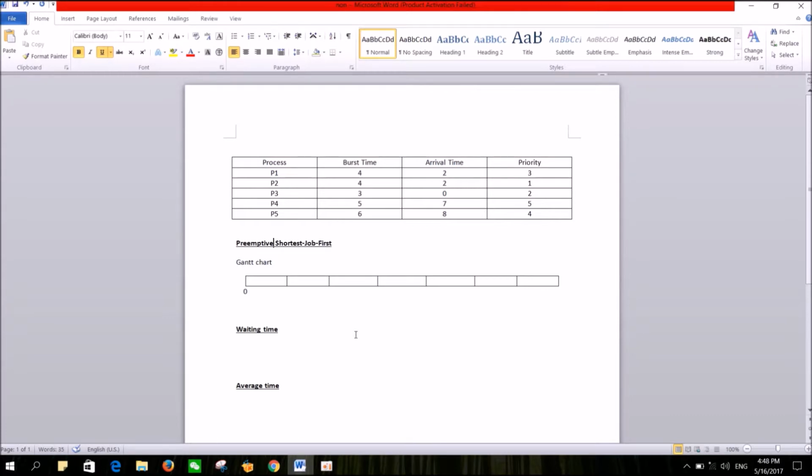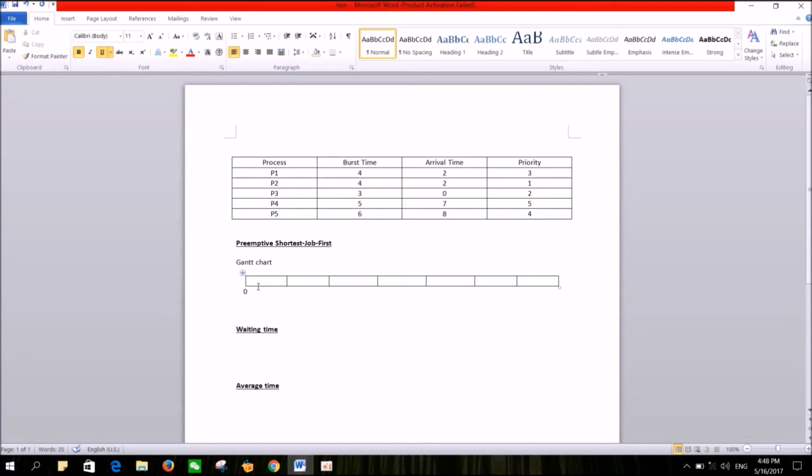So now I'm going to show you how to solve this question by using the other method, which is preemptive shortest job first. The first step is still the same. First, we have to create a Gantt chart starting with 0 seconds. And what does preemptive stand for? It means that if an interruption occurs when a new process arrives, the execution of the current process will stop immediately.